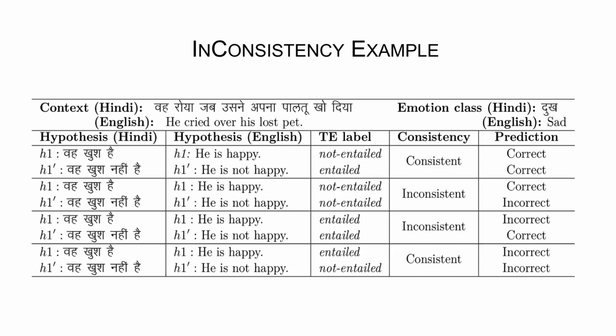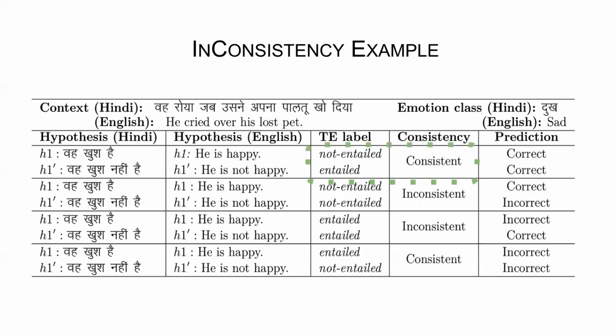And we know if one is entailed by the model, then the other should be not entailed, and similarly vice versa. If something is not entailed, it should be entailed. Maybe the actual label is not entail, like he is happy is not entail, he is not happy is entail. This is the actual correct label. But we know if the model's belief in one hypothesis h1 is something, then we already know the belief of h1 dash, which is a negation, should be the opposite. For example, if the model predicts not entail in the first case, then it should always predict entail in the second, and vice versa. So this is what we call inconsistency in the model belief, or an inconsistent example.